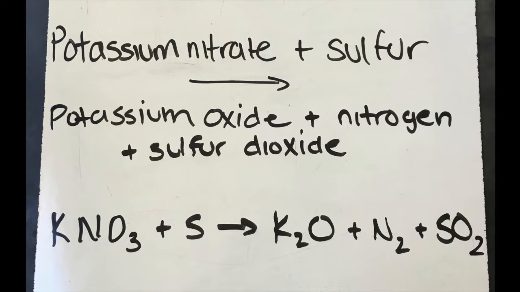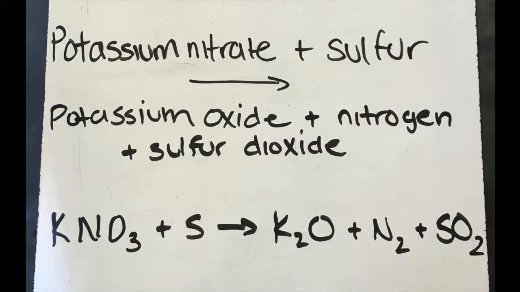Here's an example reaction. Potassium nitrate plus sulfur yields potassium oxide plus nitrogen plus sulfur dioxide. Potassium nitrate is one of our common oxidizers, and sulfur is one of our common fuel sources. We can find which atom is our oxidizing and reducing agent by looking at the charges of the reactants compared to the charges of the products.